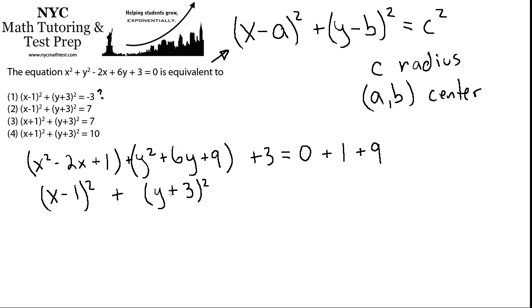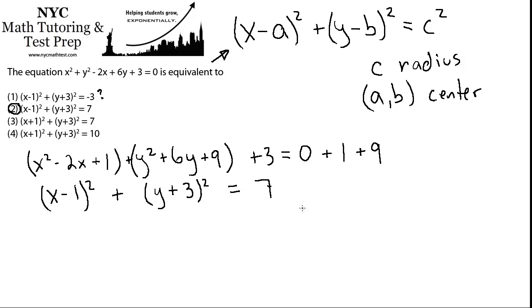And now all we have to do is tally up these constant numbers on the outside. And for this part, we're going to get everything over onto the right side. So I'm going to subtract 3 over to the other side. And what we're left with is 0 plus 1 plus 9, and then we're going to subtract this 3. So that's 10 minus 3, which is 7. And really, we are done. We have the quantity (x minus 1) squared plus the quantity (y plus 3) squared equals 7. And that looks exactly like answer choice 2.